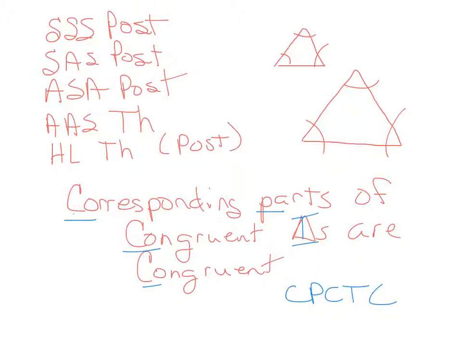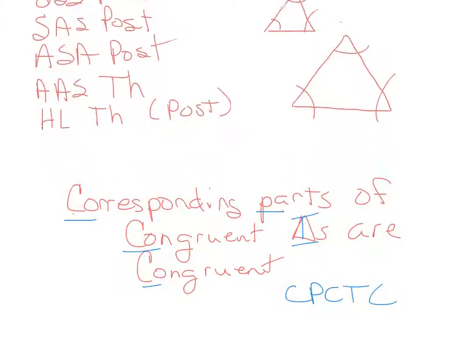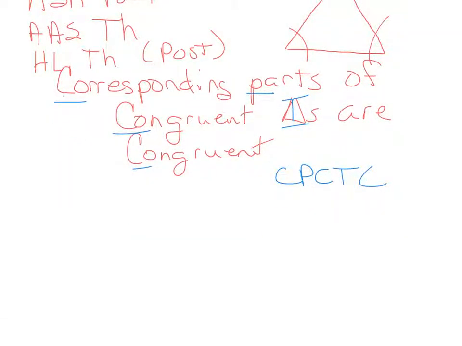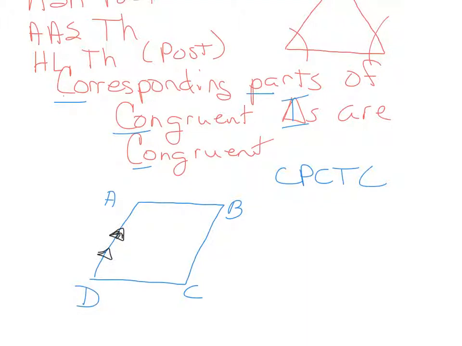Once you know the triangles are congruent, then we can use CPCTC to look at different parts of those 2 triangles. And that's what we'll be doing on some of the proofs today. So let's just consider if I have a figure that looks like this. And we will call this A, B, C, D. And I'm going to say that AD is parallel to BC. And then DC is parallel to AB.